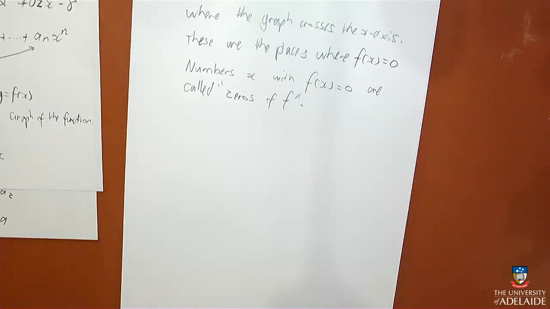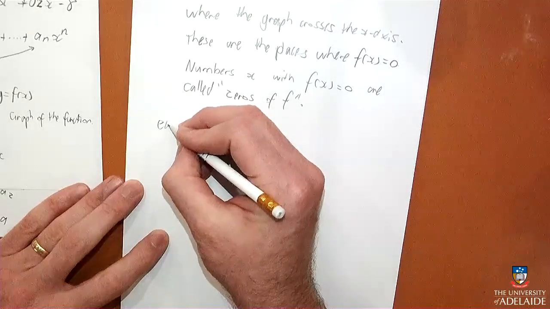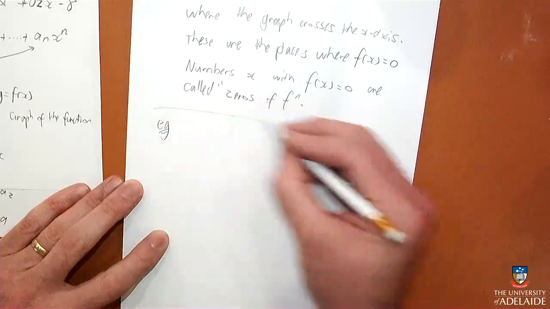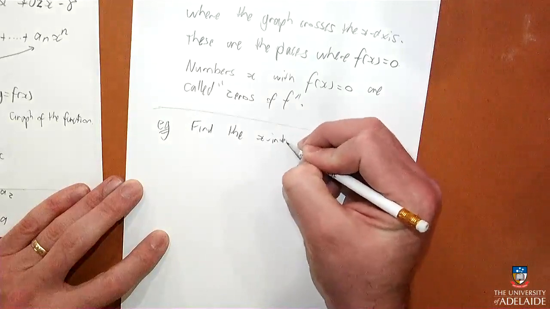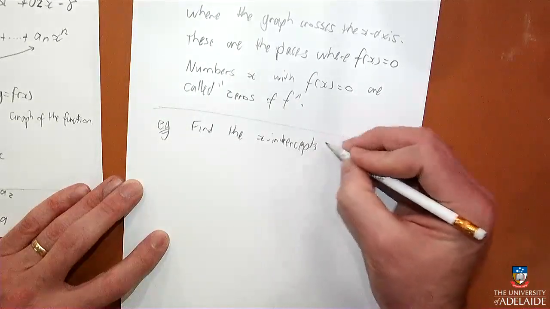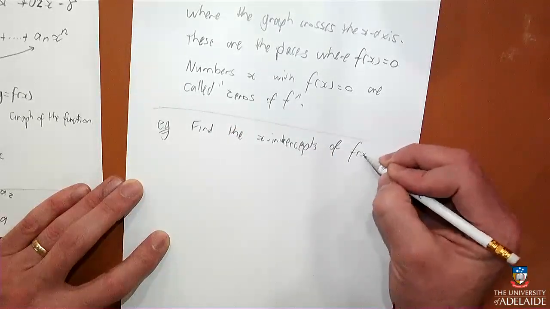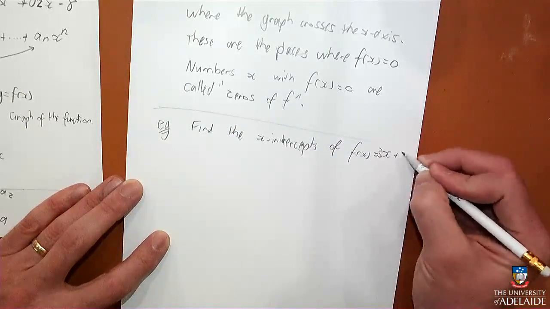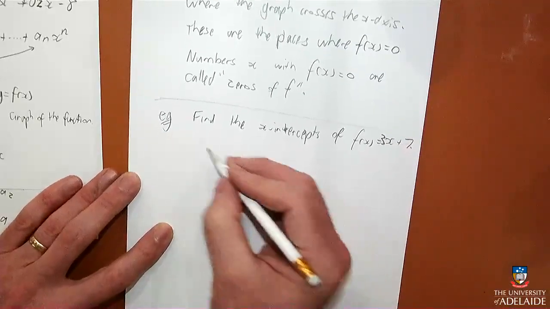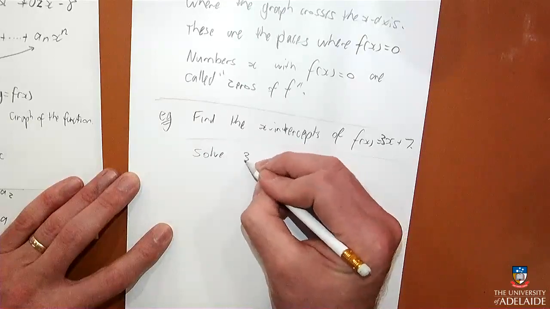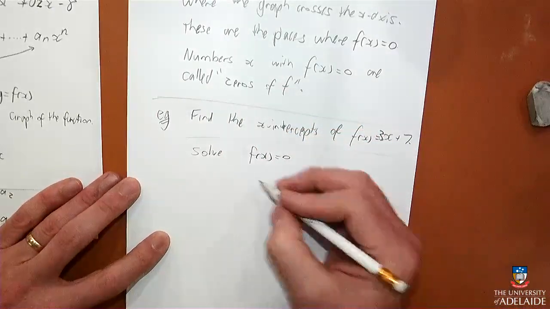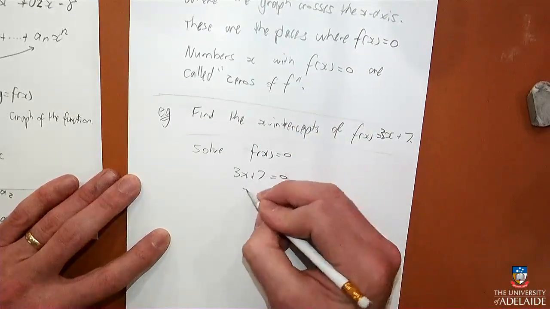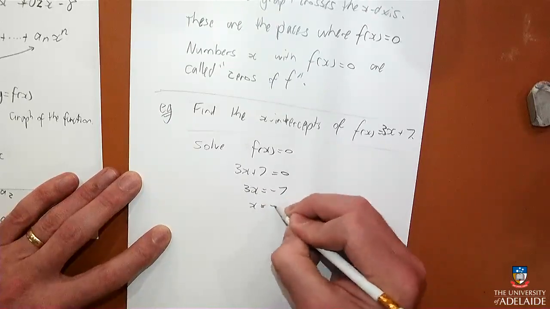So, how might you do this? Let me do an example first, and then I'll do a more complicated example in a second. Find the x-intercepts of f of x equals 3x plus 7. What that means is I need to solve the equation f of x equals 0, which would be 3x plus 7 equals 0, which would be 3x equals minus 7, which would be x equals minus 7 over 3.